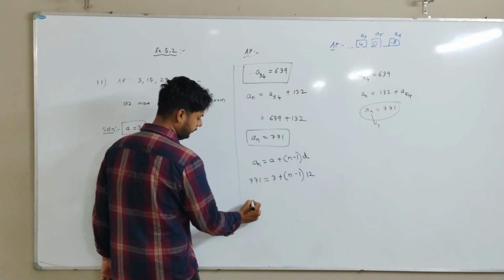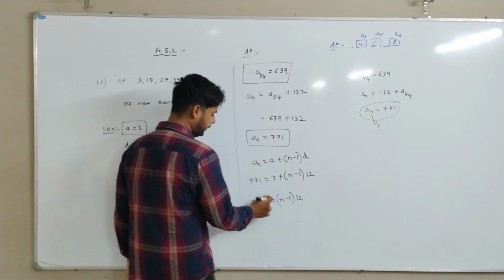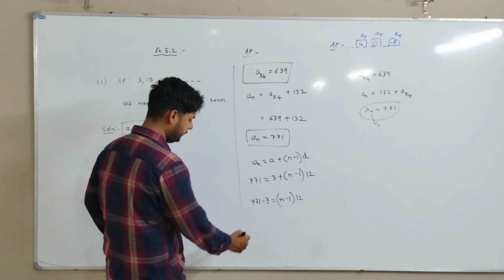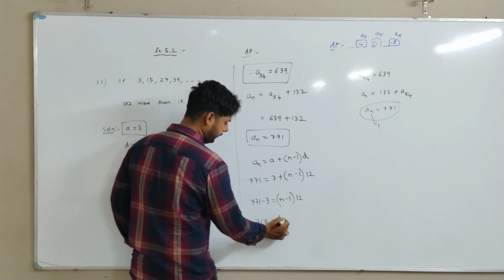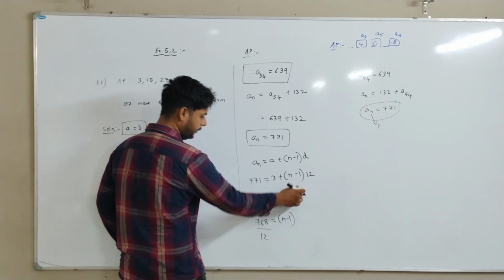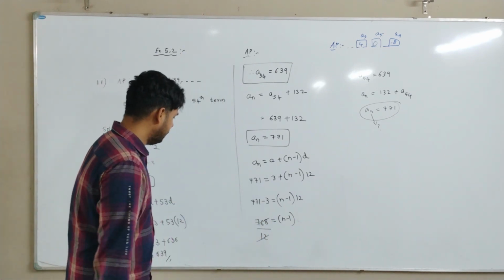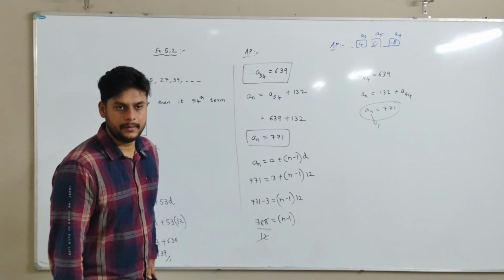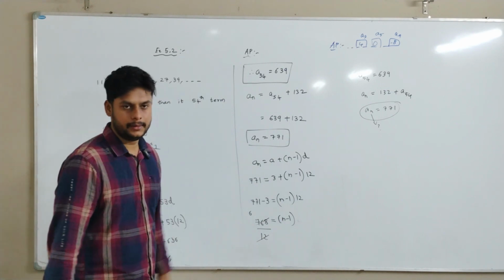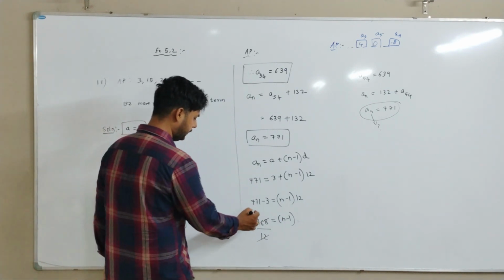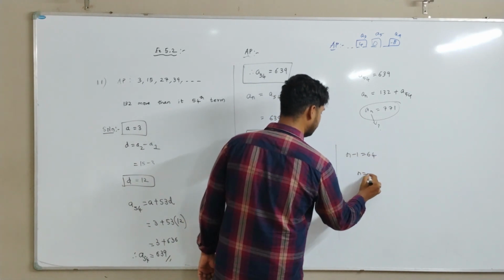3 I will send it here. 771 minus 3 is equal to (n minus 1) times 12. 771 minus 3 is 768, which is equal to (n minus 1) whole divided by 12. 12 I will send it here, to the denominator. 12 5s are 60, 12 6s are 72, 12 4s are 48. So 64. n minus 1 is equal to 64, n is equal to 65.